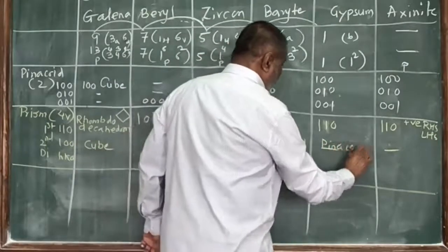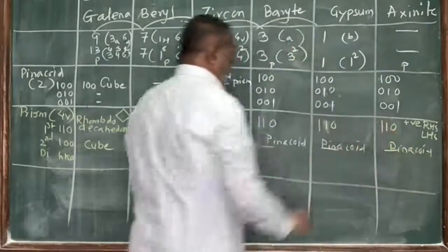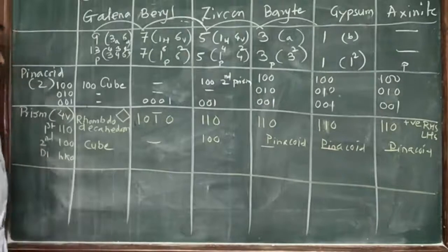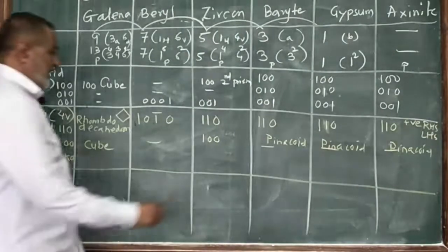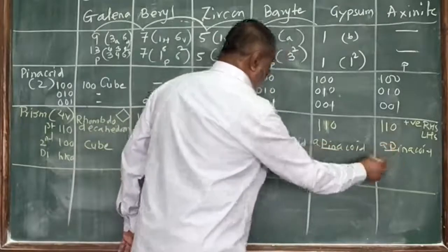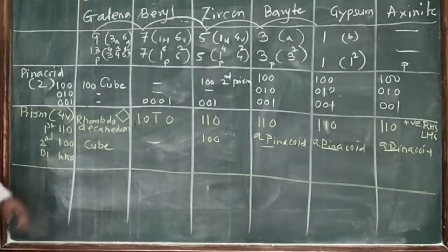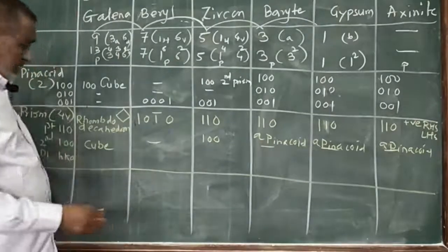Yes, these are pinacoids, but prism is not. These are the pinacoids. That is the front pinacoid. That is the A pinacoid. Or if you want, write down A pinacoid. The A pinacoid indices will be 1 0 0. They are the A pinacoid. Now HK0. Come to this HK0.